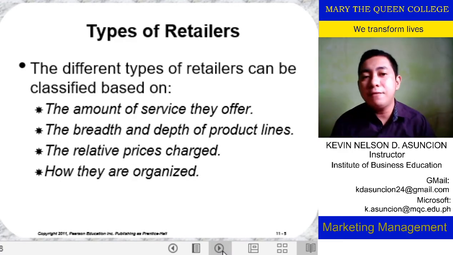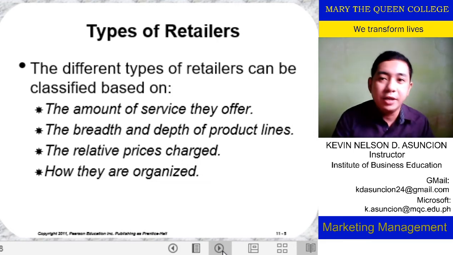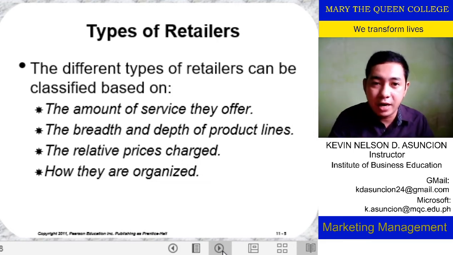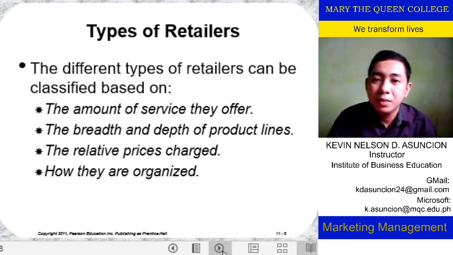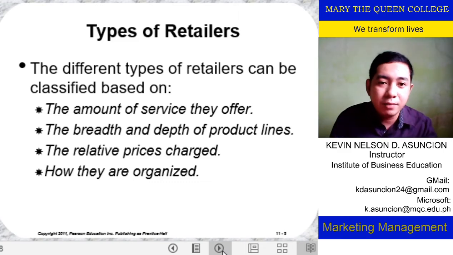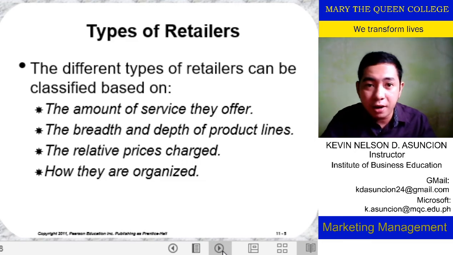Okay, so we have different types of retailers. There are different types of retailers that can be classified based on the following. First is the amount of service they offer, and the breadth and the depth of the product line. So gaano kadami, gaano kalalim yung product lines na ino-offer. Then the relative prices charged. There are different retailers selling at different price ranges. There are certain naman na yung mga mas mababang price segments lang din. So depende yan. And how they are organized.